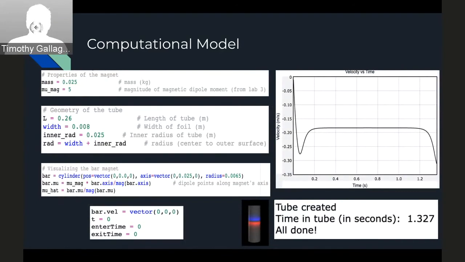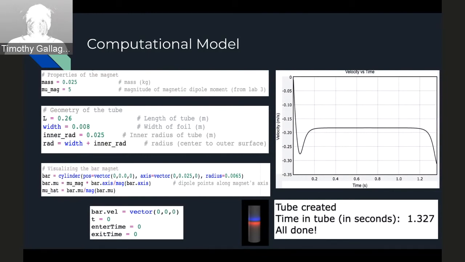Moving on to the computational model, after setting the measurements of magnetic constant mu from Lab 3, we obtained the velocity versus time graph shown to the right. The graph shows an initial rapid increase in velocity, with the velocity leveling off over time due to the aforementioned interference as predicted by Faraday's law and the current in the tube.